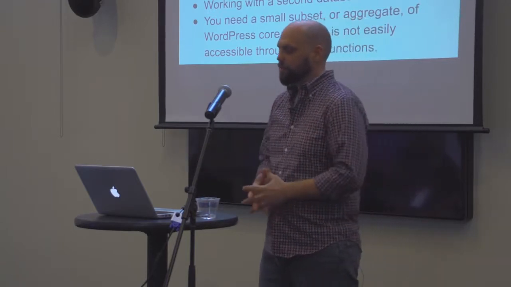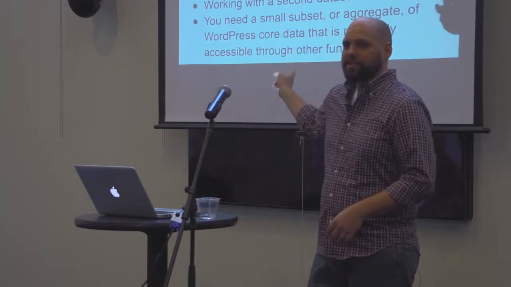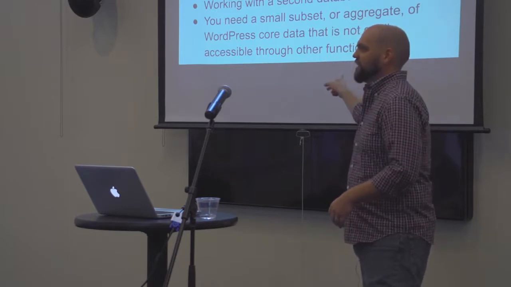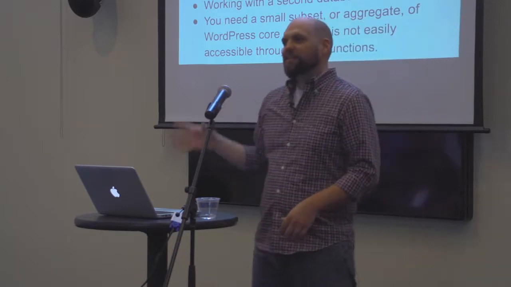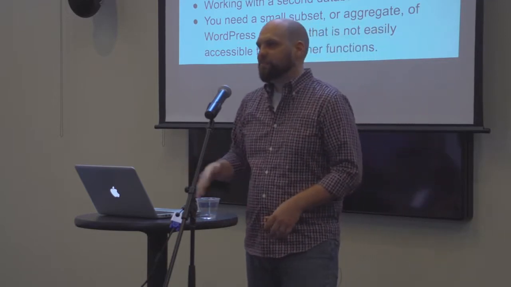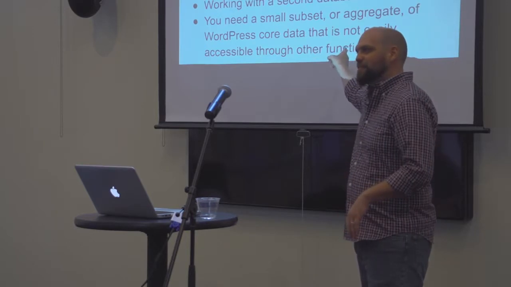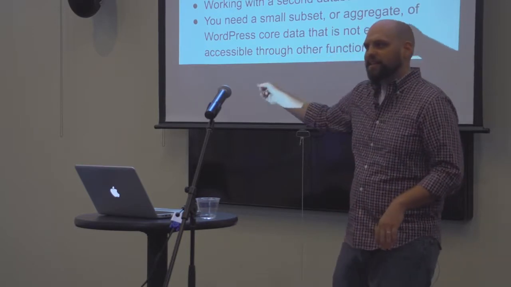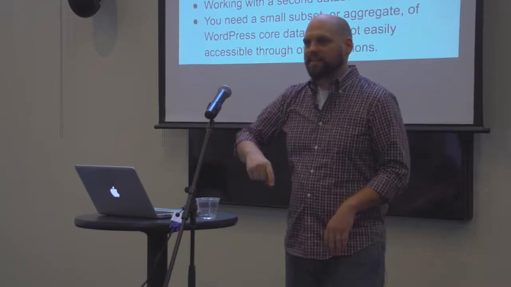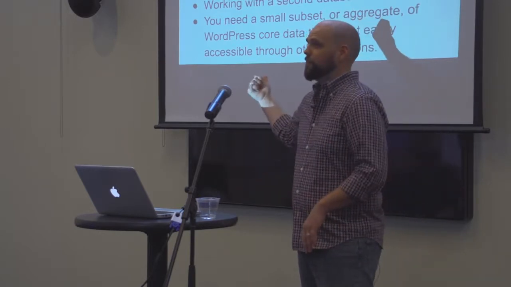a function already. So I've been trying to think of an example for like the past week. What is that subset of data? I thought it might be count the number of posts of a different post status, but there's a function for that. Does anybody have an example of this use case where we might need a subset of WordPress data that's not available through a function? If not, then we might just want to mark that one off the list.